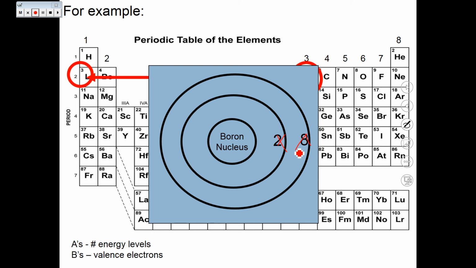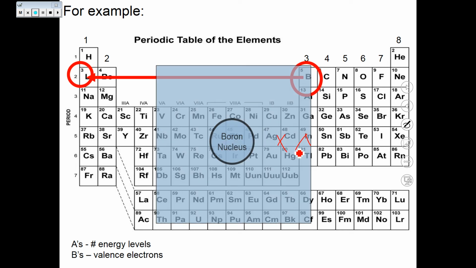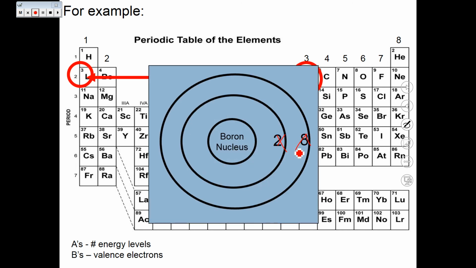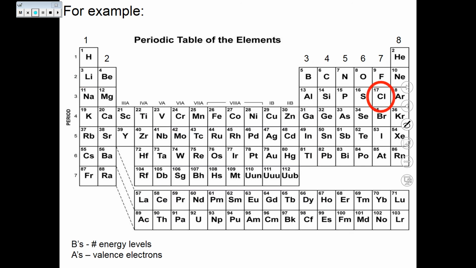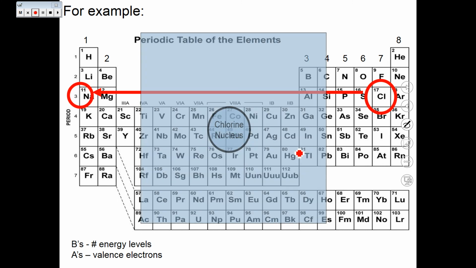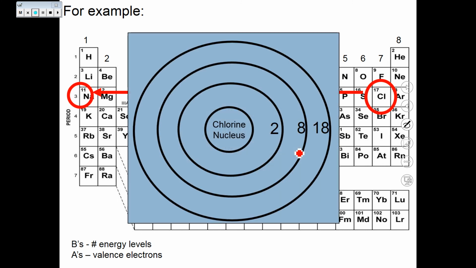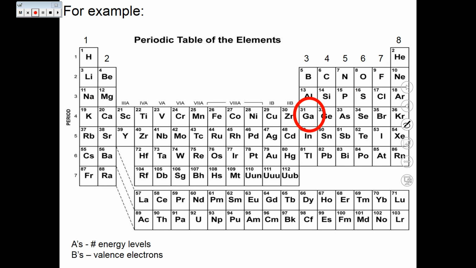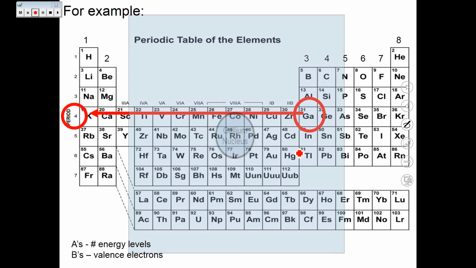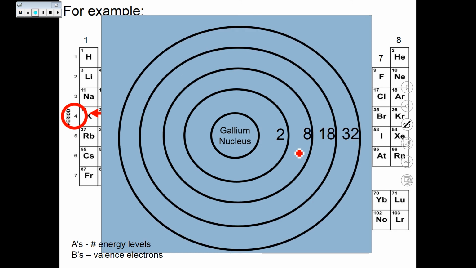But boron does not have an arrangement of 2, 8 because boron's atomic number is 5, so it only has 5 electrons, and we'll talk about how to put those in properly in a couple minutes. But these numbers that appear are just to remind you the maximum number of electrons each energy level can hold. Chlorine. Chlorine is in period 3, so it has a nucleus and then 3 rings. Gallium, period 4, so it has a nucleus and 4 energy levels.